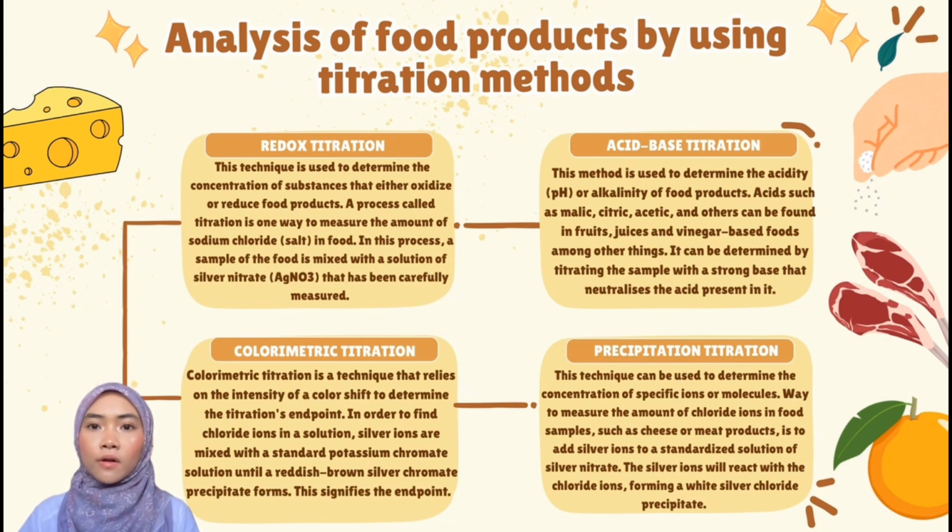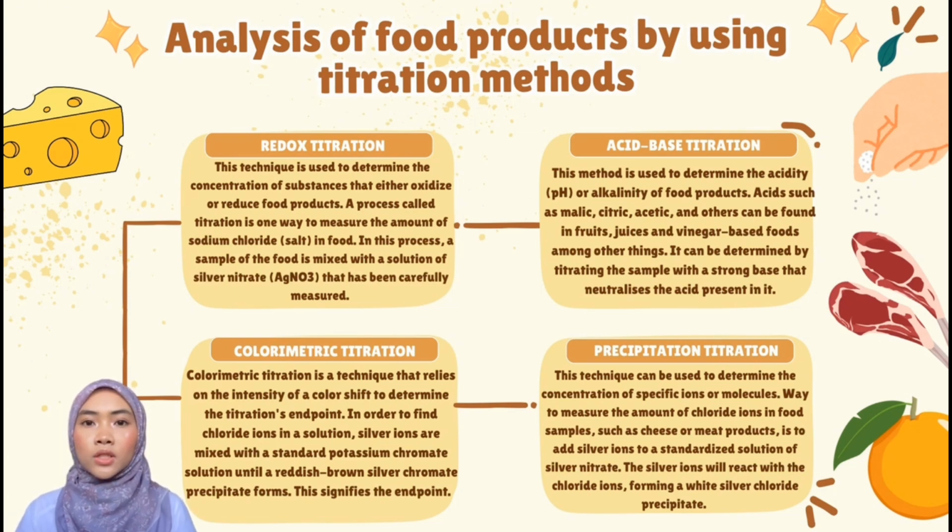Next is redox titration. This technique is used to determine the concentration of substances that either oxidize or reduce food products. A process called titration is one of the ways to measure the amount of sodium chloride, which is salt, in food. In this process, a sample of the food is mixed with a solution of silver nitrate, AgNO3, that has been carefully measured. A chromate indicator is added to help identify when the reaction is complete.